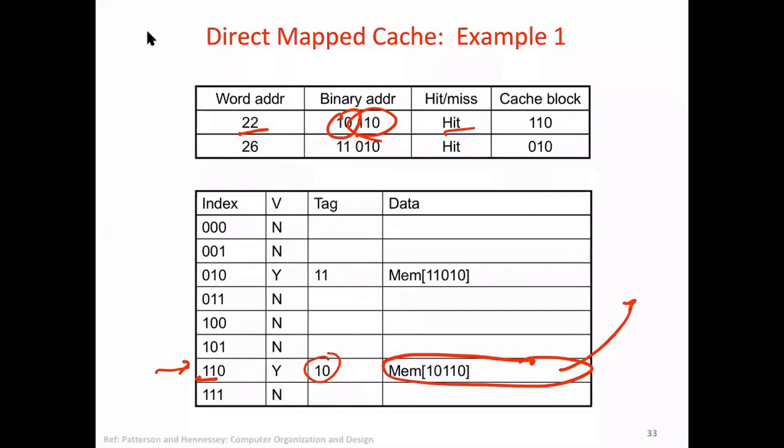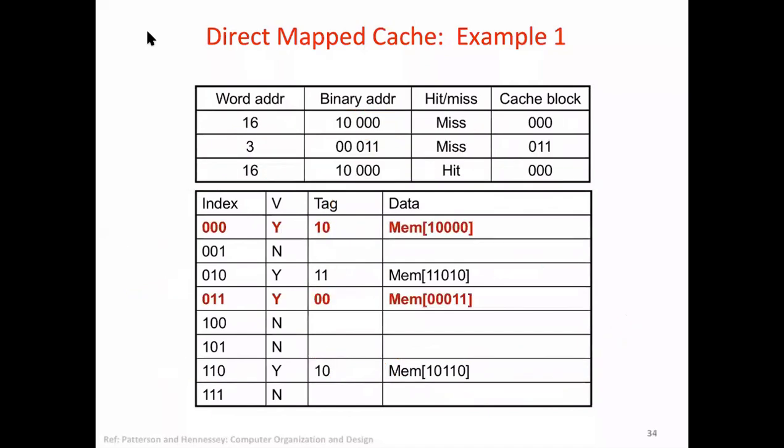All right. And similarly, when we make a request for 26, which is 11010, we'll use 010 for the index. So we'll come here and we see what the tag value is. We'll check it with the existing tag. If it matches, then we'll see data is available here.